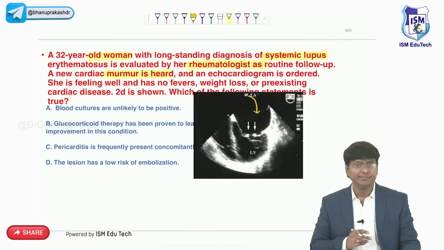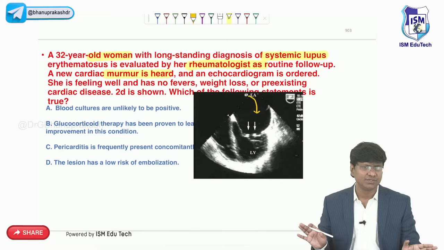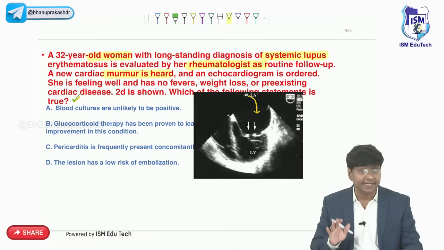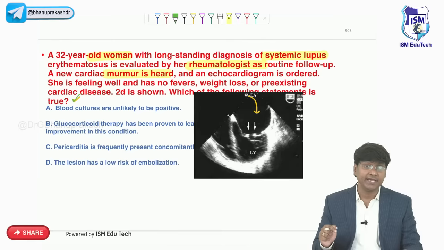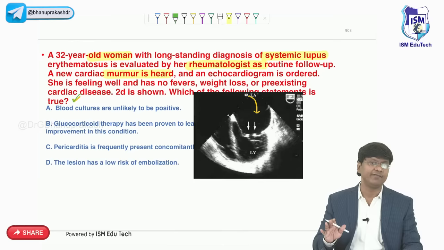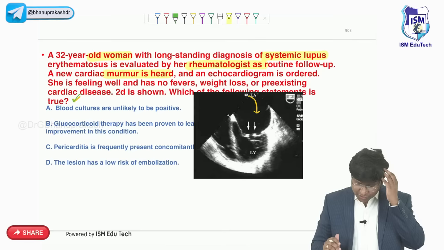And she is feeling well. No fever, no weight loss. There is no pre-existing cardiac disease also. Which of the following statements is true? Blood cultures are unlikely to be positive. Glucocorticoid therapy will improve this condition. Pericarditis is a frequently presenting concomitant manifestation. The lesions have low risk of embolization. So which of the following statements is true?